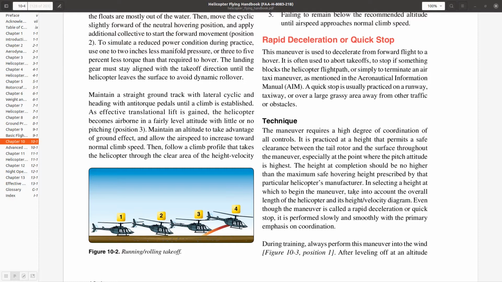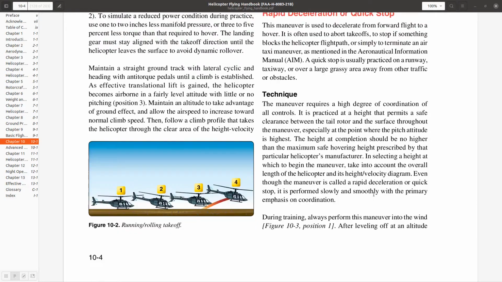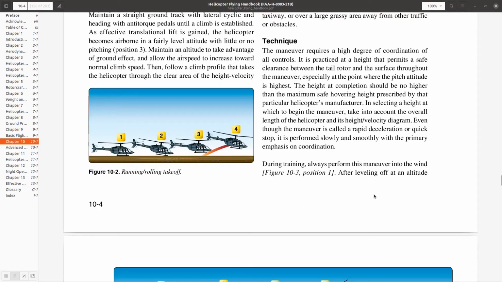Okay, some other maneuvers. A quick stop or rapid deceleration. This is a great training maneuver. And why is it a good training maneuver? Because it requires a lot of coordination. So you practice it at a height that is going to give you clearance for the tail rotor. And you also will get a little bit of practice for autorotations for later, because in a sense, that's a little bit similar.